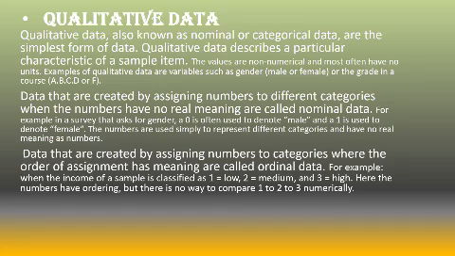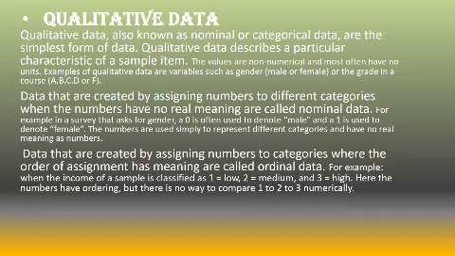Examples of qualitative data are variables such as gender, that is male or female, or the grade. Grades as in exams: grade A, grade B, grade C, or grade D, and so on. So let's look at types of qualitative data, that is nominal data and then ordinal data.